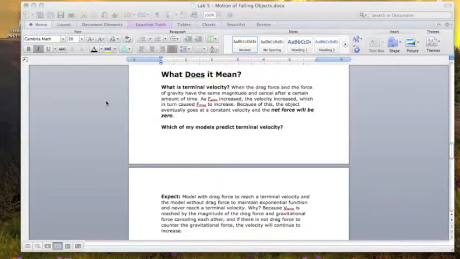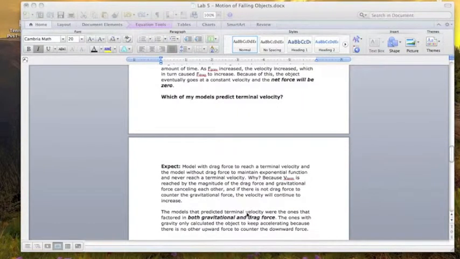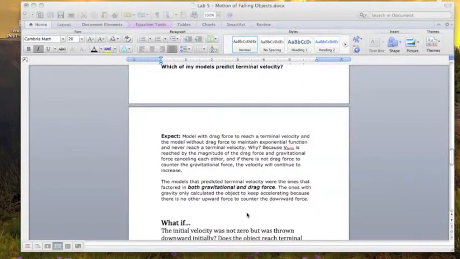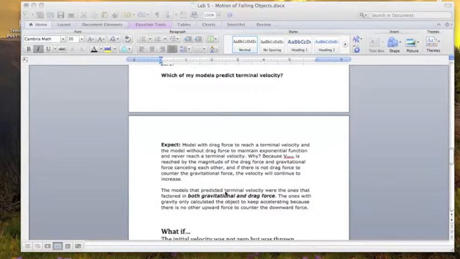We can see from the models and the actual data that when you drop an object, it will increase its velocity because of the acceleration due to gravity, but it has air resistance on it pushing upward, and so eventually it will cancel out and the net force will be 0, making it go at a terminal velocity, or a constant velocity. So we expect the models with both gravitational and drag force to be the models that predict terminal velocity, and in fact, we just saw that they do.